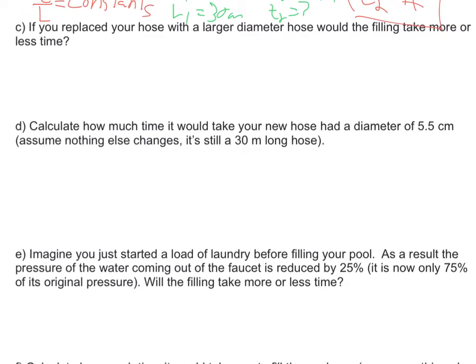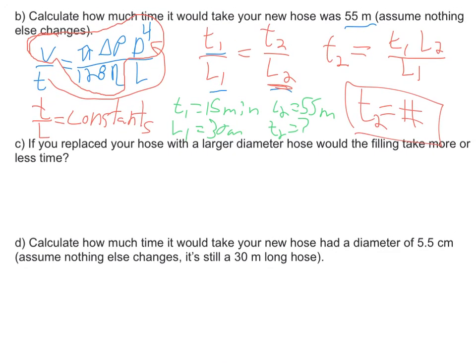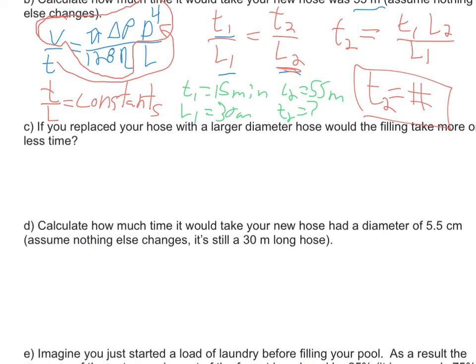Next question: if you replace the hose with a larger diameter, would the filling time be more or less? So again, we can look back at our equation that we had before and use it to consider. And maybe let's just rewrite this equation. I'll rewrite the equation, but I want to get the time and diameter together. So I'm going to take this time here and multiply it to both sides.